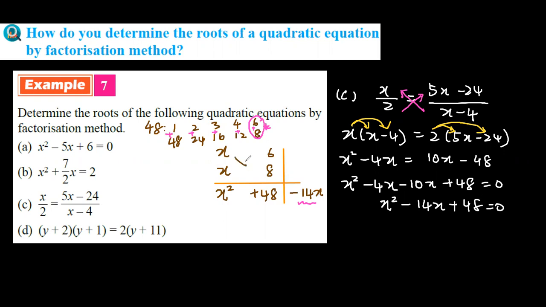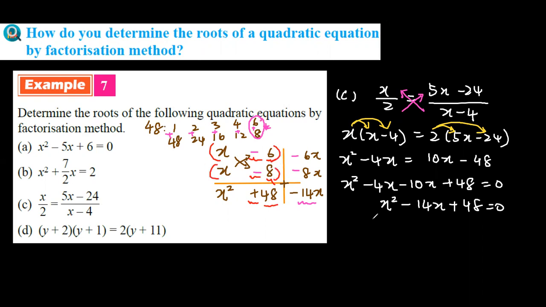Okay, then cross multiply. We have 8x, we have 6x. How to sum them up to get negative 14? So must be both negative. So we bring this negative inward. We must check again. Negative times negative, positive. 6 times 8, 48. No problem. So it means you have done the factorization correctly.